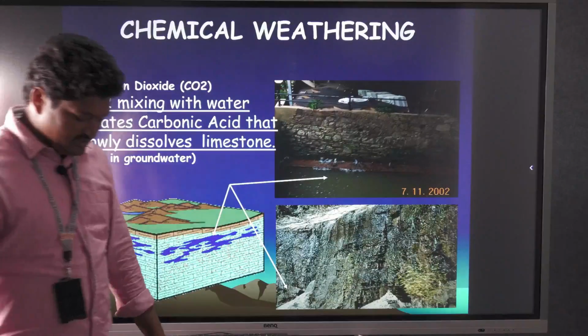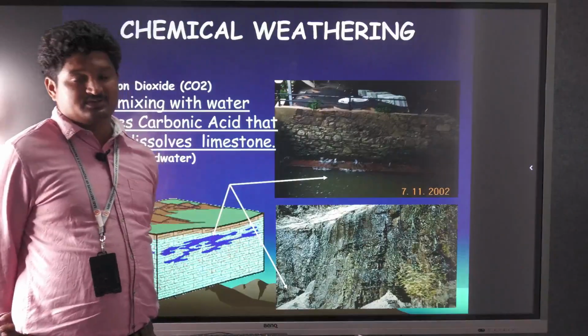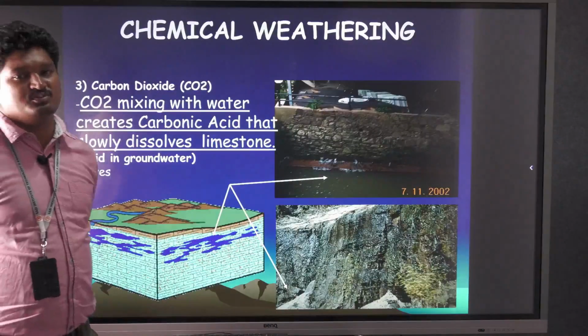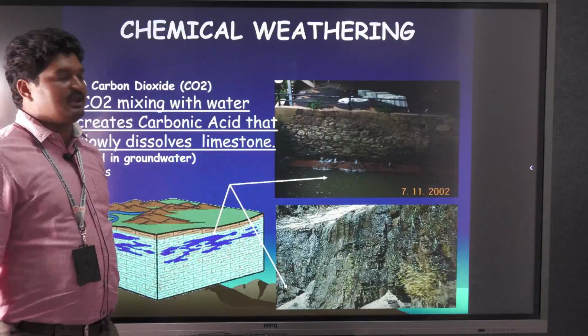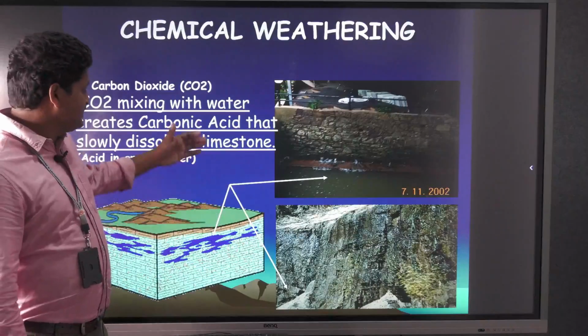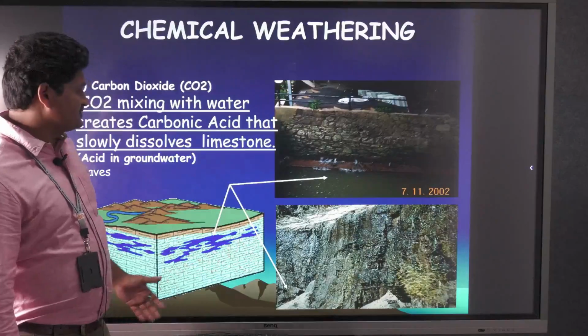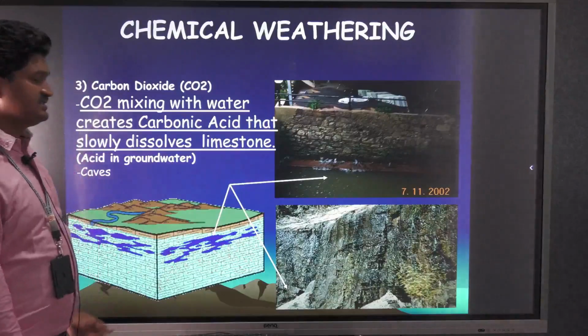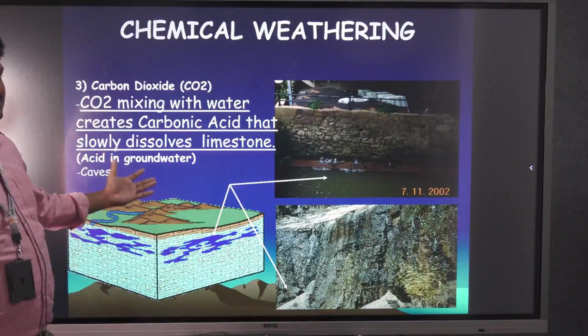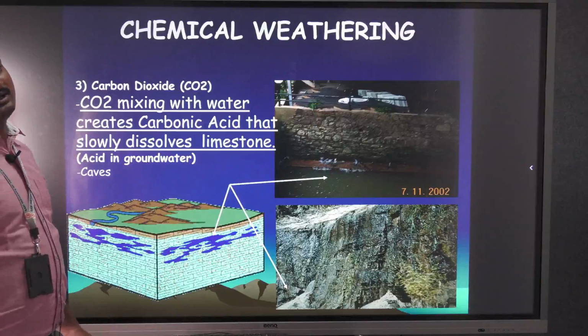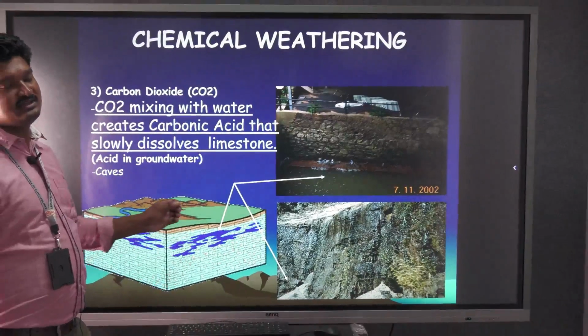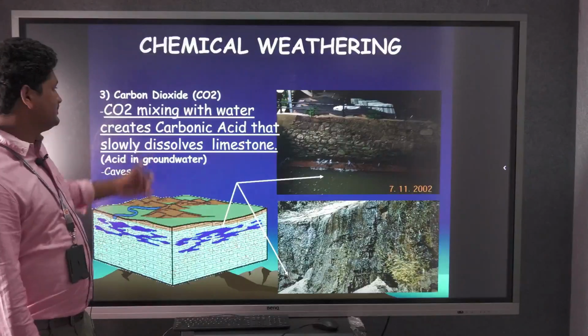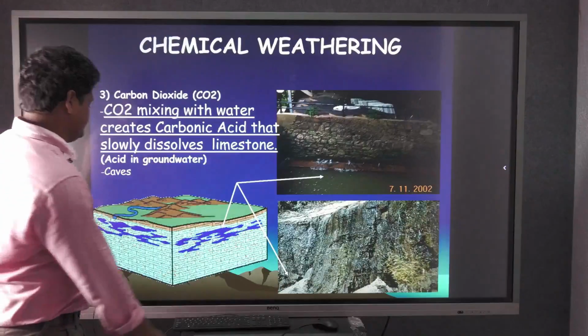For example, in the Visakhapatnam area, the Borra Caves are composed of limestone. The limestone is dissolved by water, and later forms the caves. That is an example of the carbonation process, where limestone material is dissolved. The example is the Borra Caves. That is the process of carbonation.